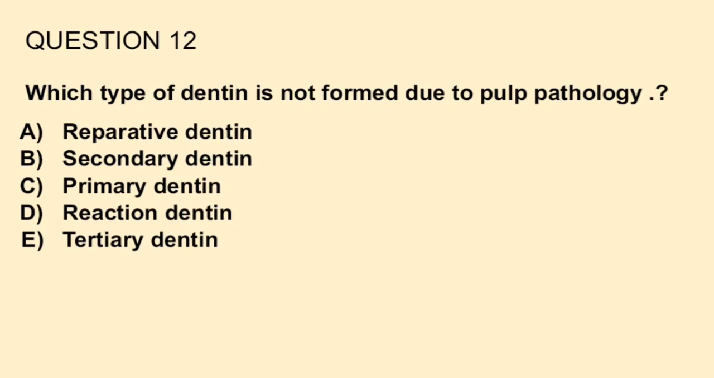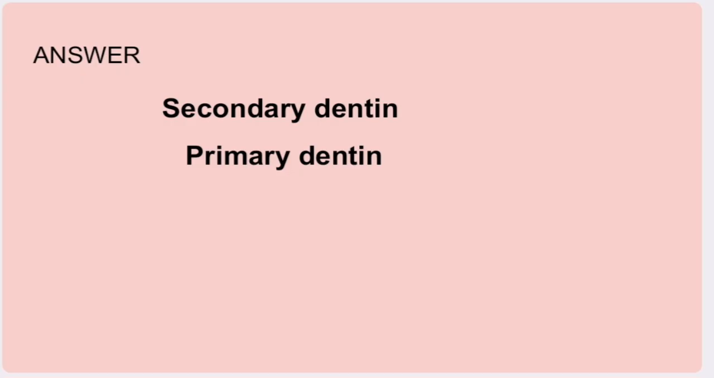Question 12. What type of dentine is not formed due to pulp pathology? A. Reparative dentine, secondary dentine, primary dentine, reaction dentine, or tertiary dentine. The answer is primary and secondary dentine.